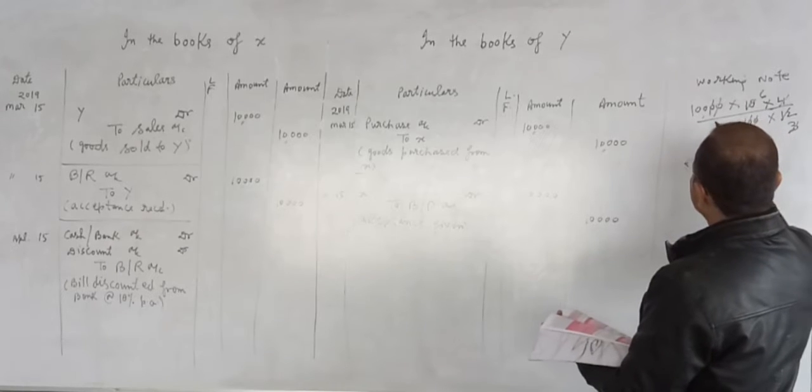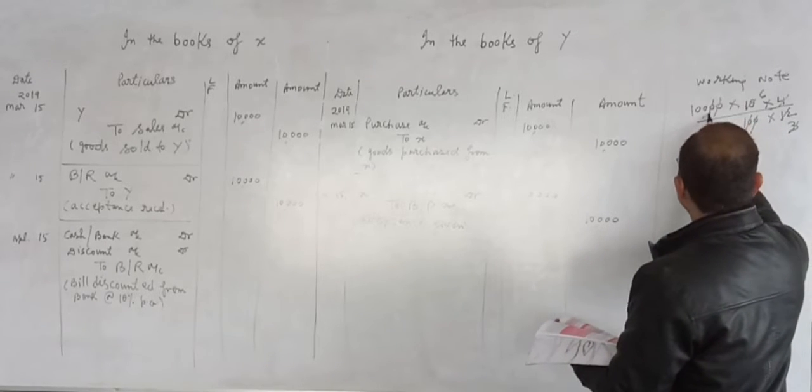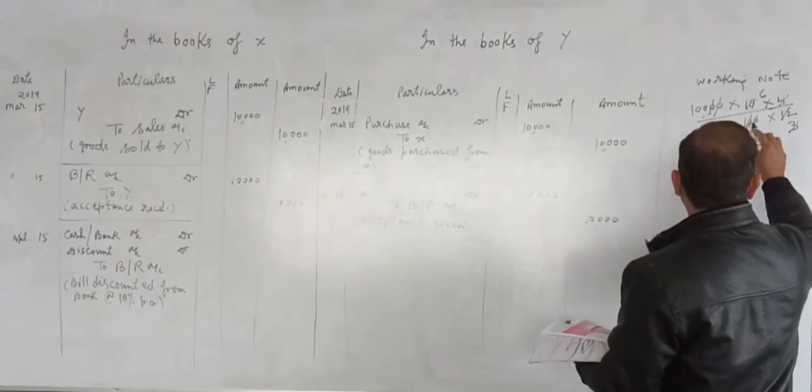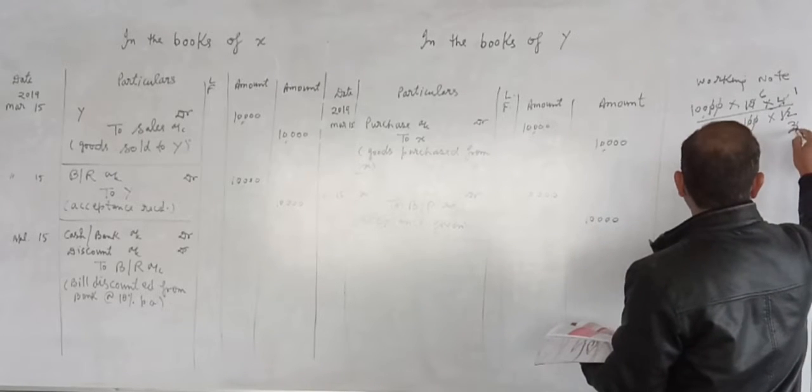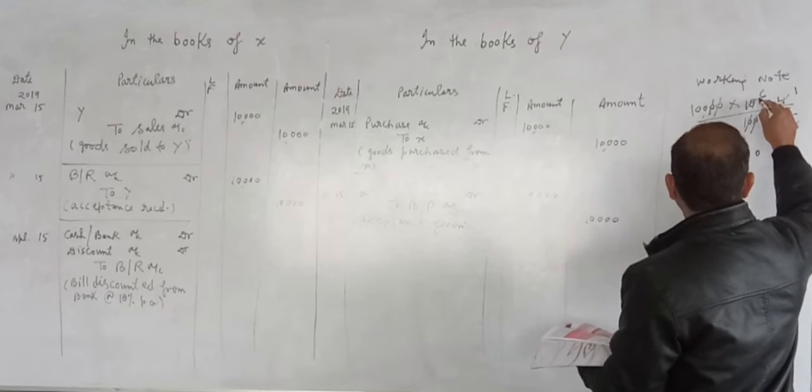You can understand again. This is the 10,000, 18 upon 100, 4 upon 12. 4 1s are 4, 4 3s are 12, 3 6s are 18.